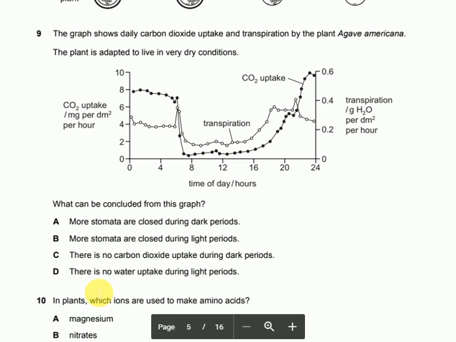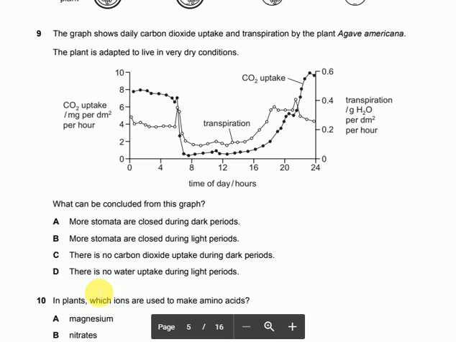Transpiration, CO2 uptake. So most stomata are closed during dark periods. Most stomata are closed during light periods. Okay. Yeah. All right. There is no water uptake during light periods, and there is no carbon dioxide uptake during dark periods. This graph looks interesting, but it's kind of confusing. But the answer would be there is no carbon dioxide uptake during dark periods. That is what I think.